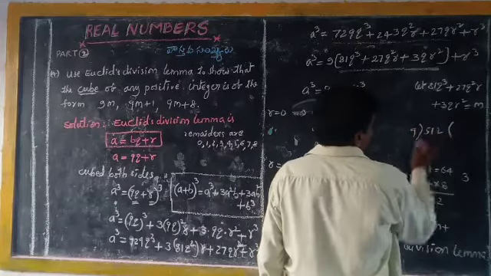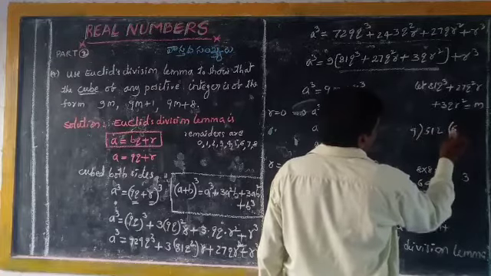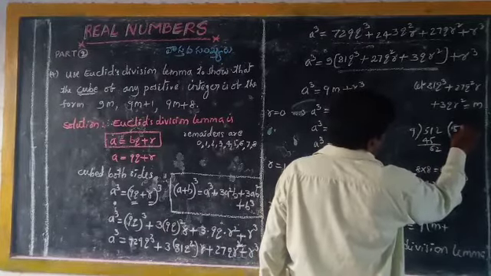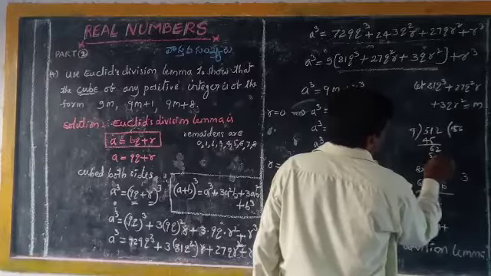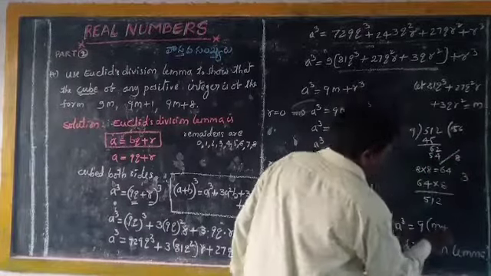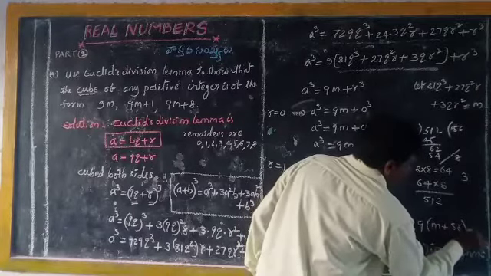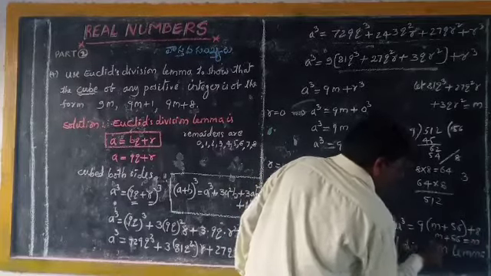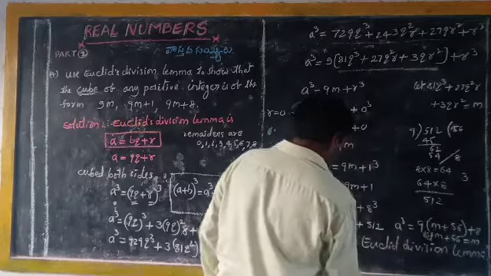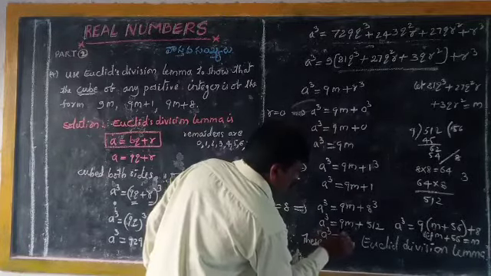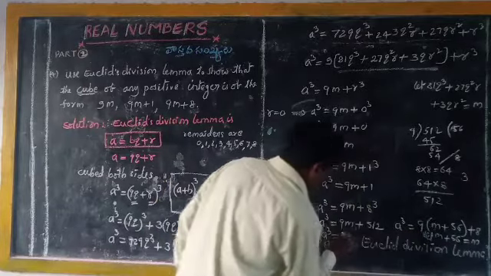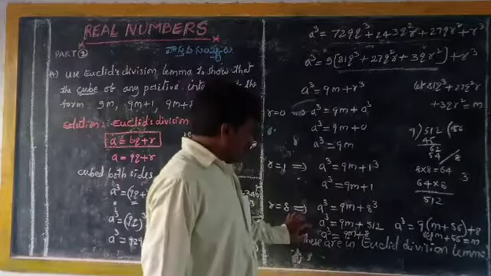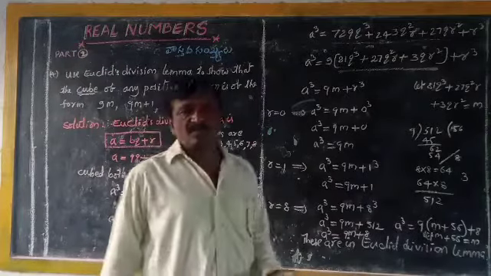Dividing 512 by 9, 9 fives are 45, 9 sixes are 54, so the quotient is 56 and the remainder is 8. So a³ = 9m + 8. They are in Euclid's division lemma. So complete this.